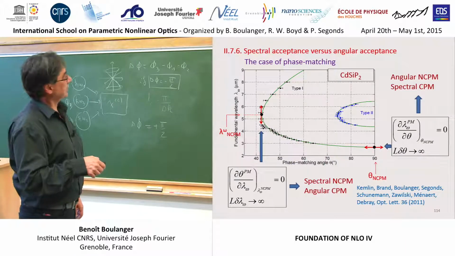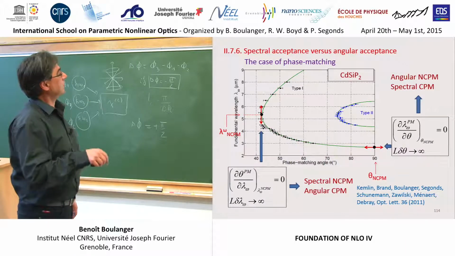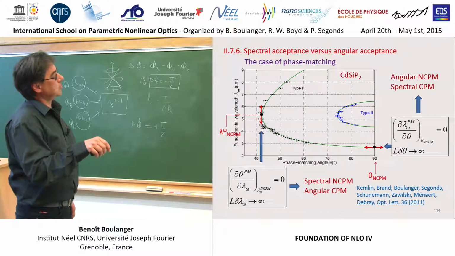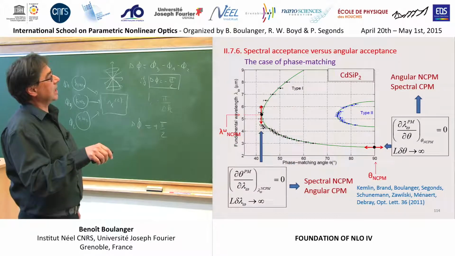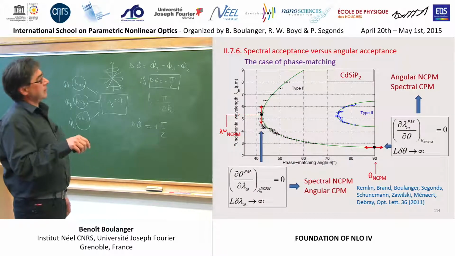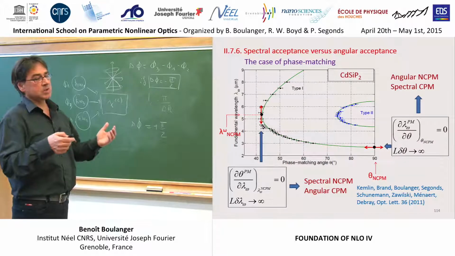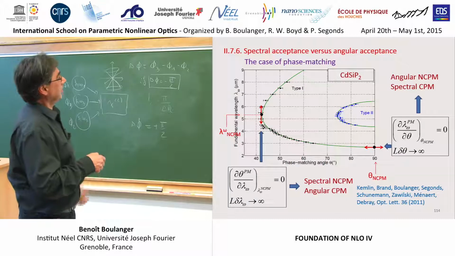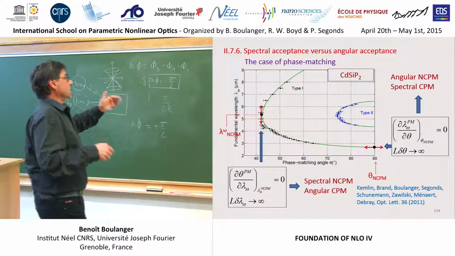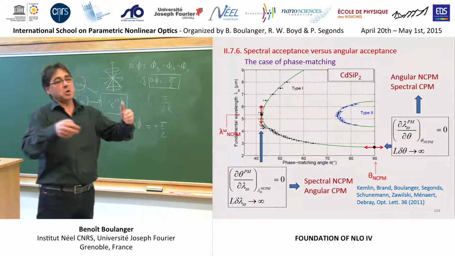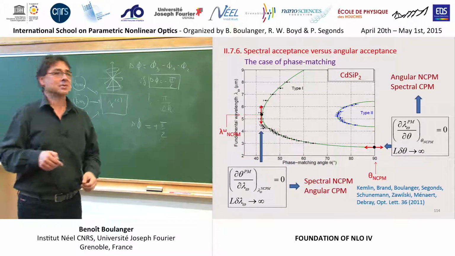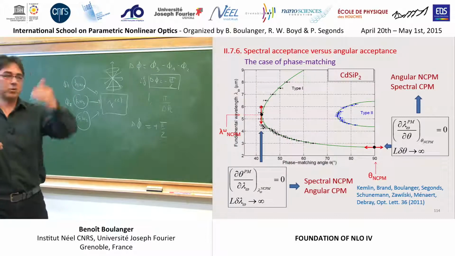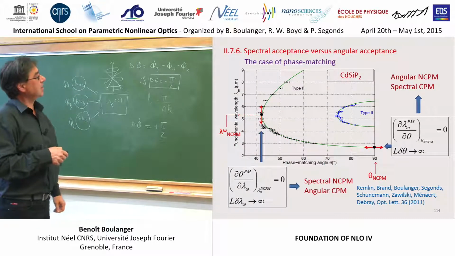So I give you here an example. It was done in my group in 2011. It was a new crystal at that time, CdSiP2. This crystal is interesting because it is transparent up to, in real life, 6 or 7 microns. At the beginning, we thought that it was broader in the infrared.